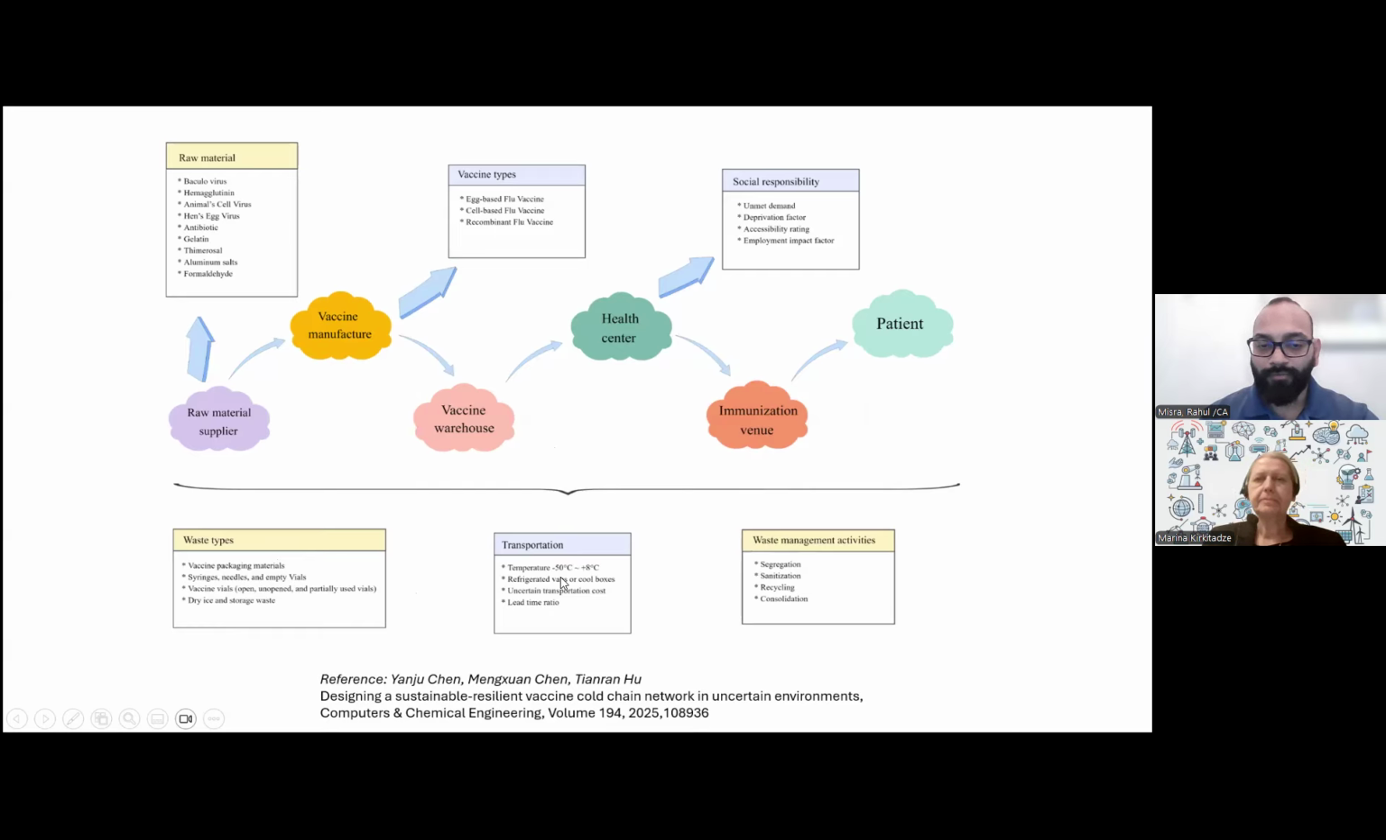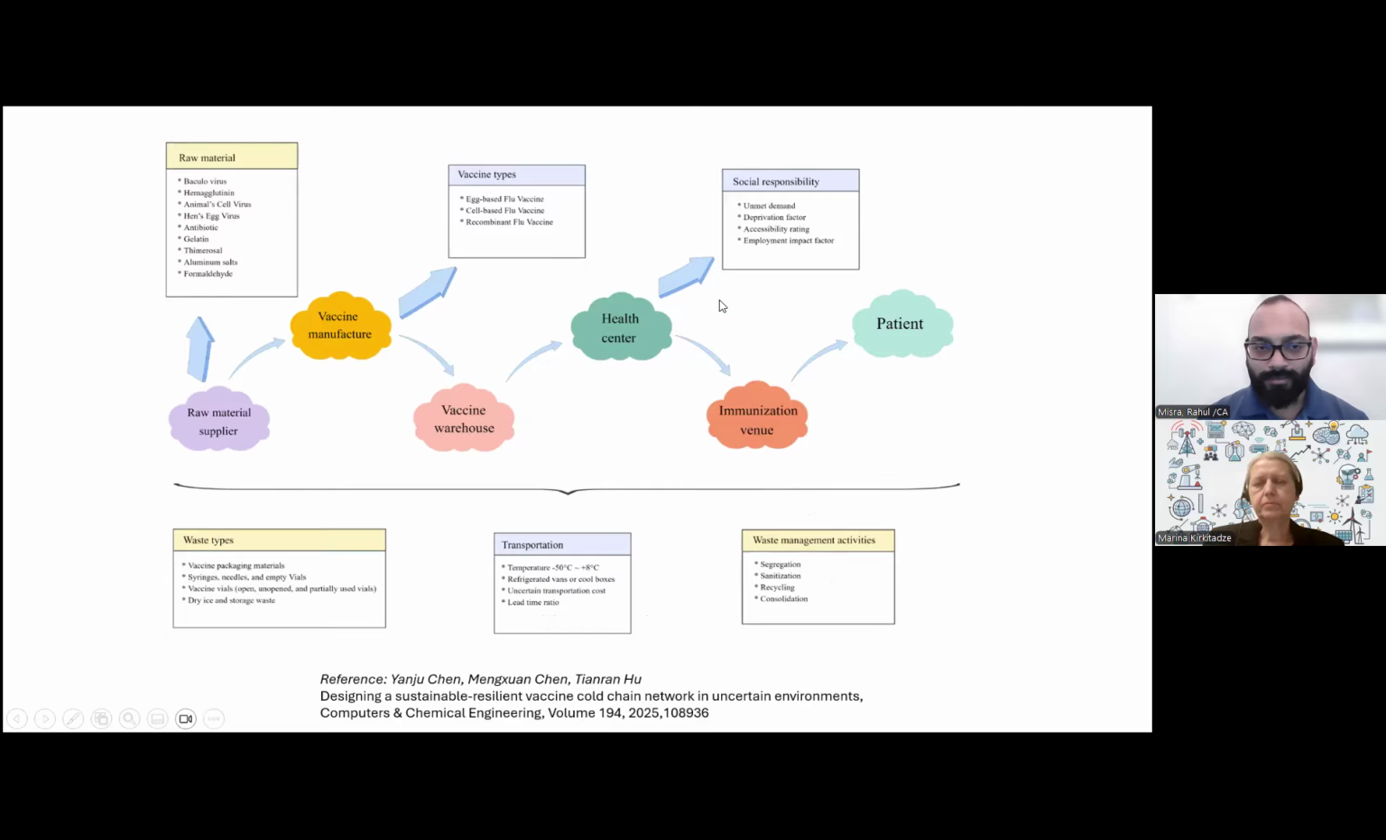What temperatures are we storing at, from -50 to +8 degrees? How are we transporting, with refrigerated vans or cool boxes? These things are very important. And then for the waste that is generated, are we segregating it, sanitizing it, recycling it? So this gives a whole picture from a broader perspective.